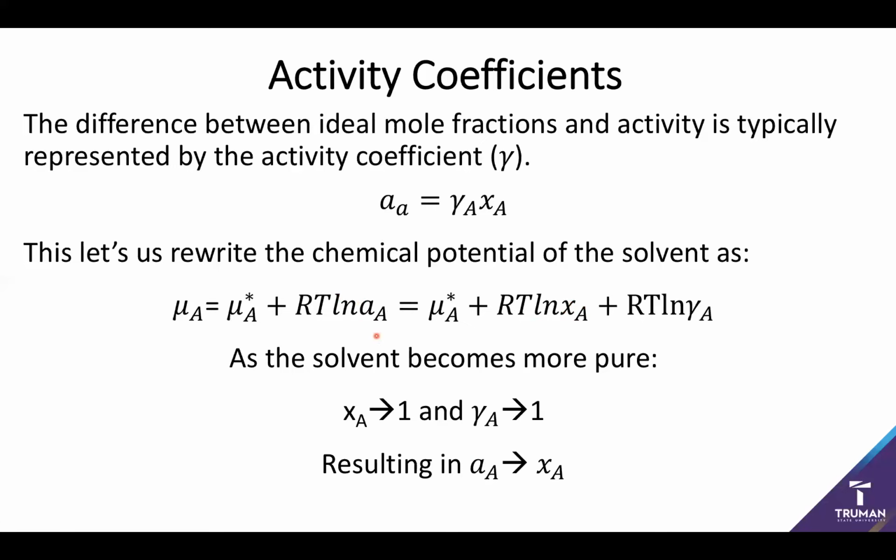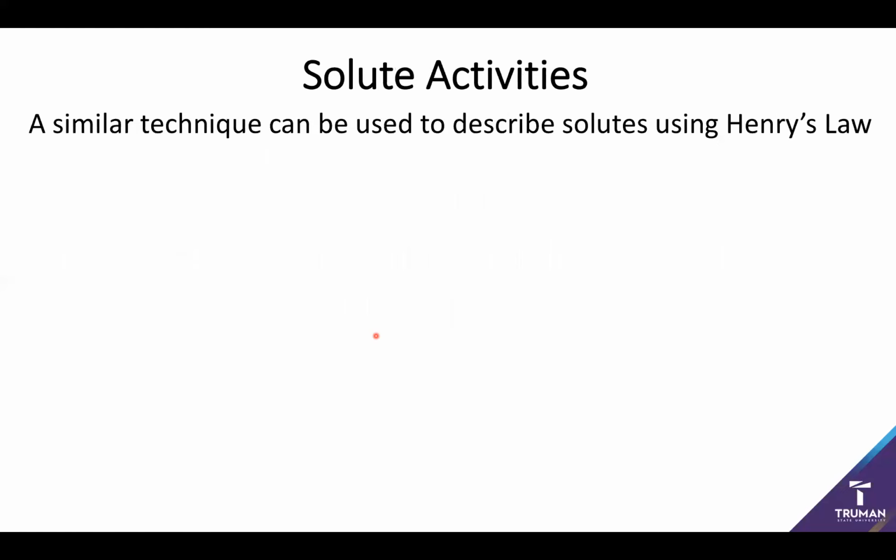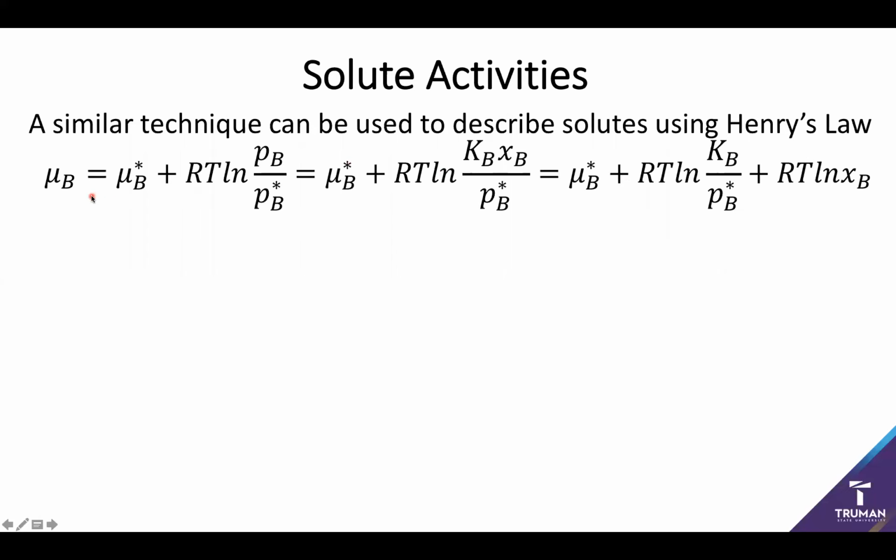But it turns out that solvents aren't all that I care about. I also actually much more often care about solutes. I want to know about the minority component because this is often my active component. So in this case, we typically use Henry's law, which again starts from the same basic principle where our chemical potential is given as the chemical potential of the pure substance plus RT natural log of the ratio of the real to ideal vapor pressures.